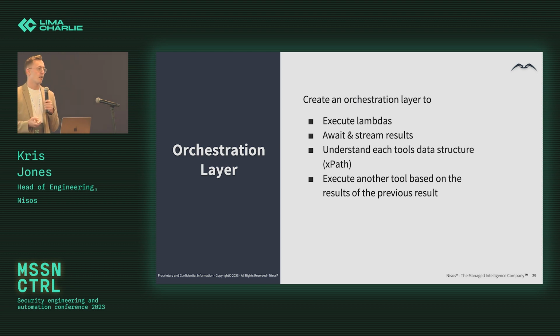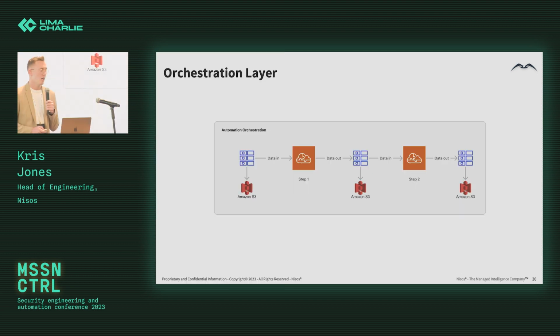And from there, you're essentially building out an if-this-then-that model for your automations. And here is a super simplified view of what the orchestration layer looks like. You have your Lambda function executing, storing the data in S3. You're then passing that data to the next function, doing if this, then that, executing and enriching your data as you go along.